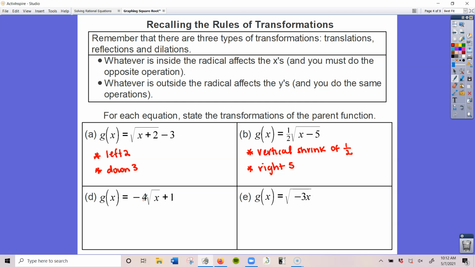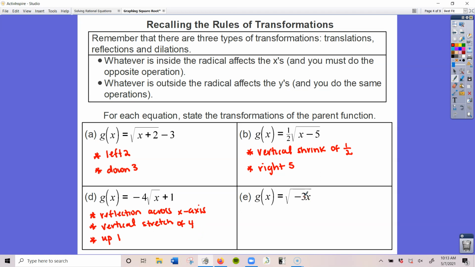Over here we have -4 square root of x plus 1. There is nothing inside with the x, so there are no transformations being applied to the x values. But we have this negative on the outside. And a negative on the outside means there is a reflection across the x-axis. We have the 4 that is being multiplied on the outside, so this will be a vertical stretch of 4. And finally, this +1 on the outside means that the graph was shifted up 1.